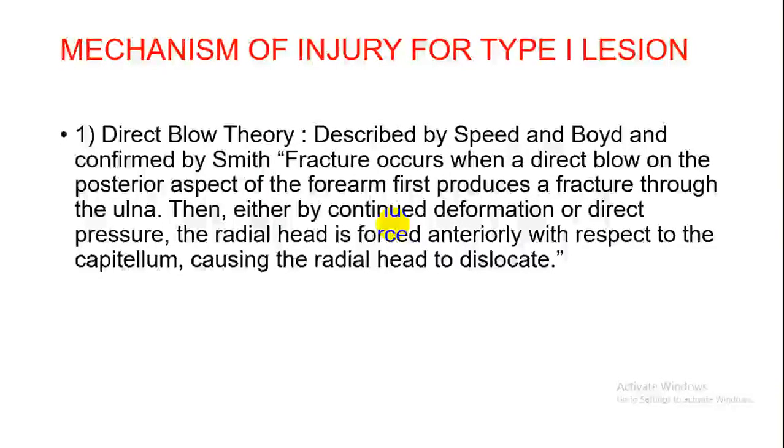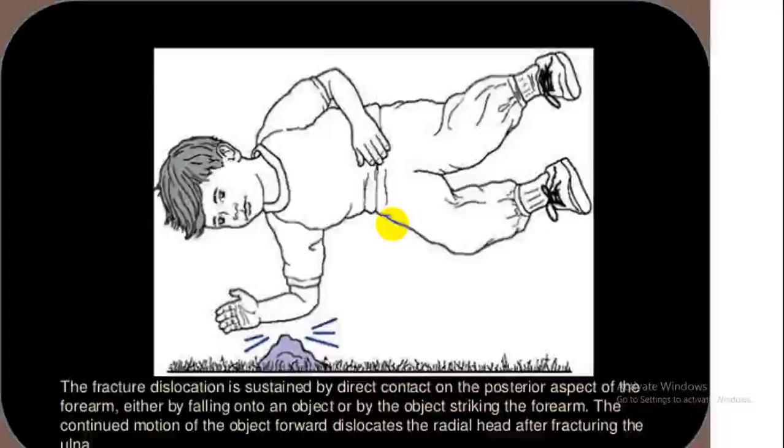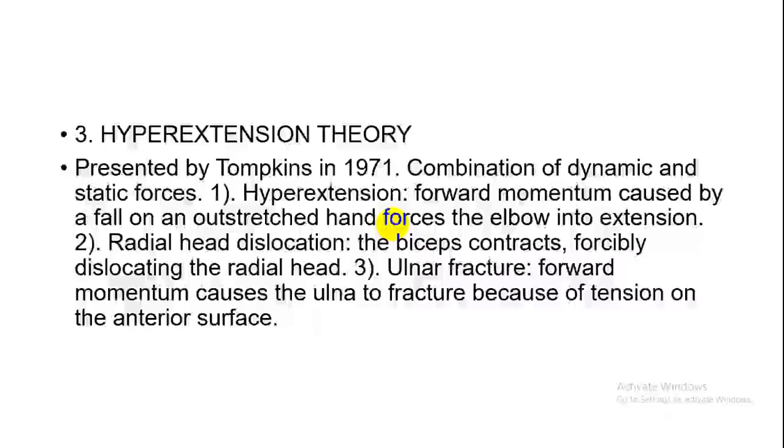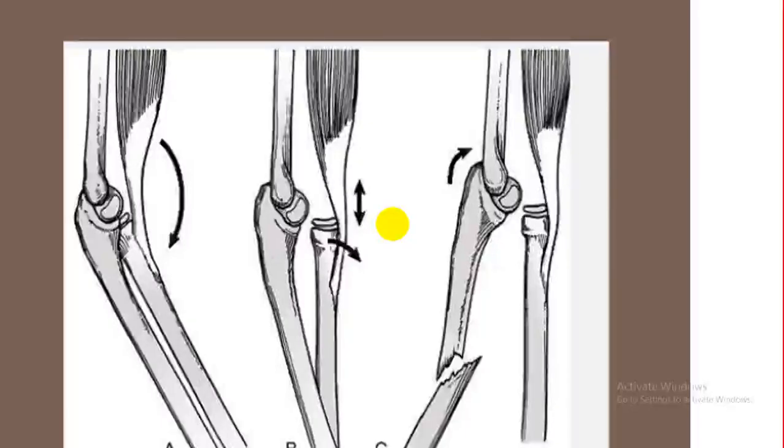Mechanism of type 1: direct trauma to the ulna leads to fracture. Further force pushes the head anteriorly, leading to anterior dislocation of the radial head. In hyperpronation, there is rotation of the radius around the ulna. First, the radial head dislocates anteriorly, followed by fracture of the ulna. The third mechanism is hyperextension injury. The biceps pulls the radius anteriorly, leading to dislocation, followed by anterior tension over the ulna and fracture of the ulna.